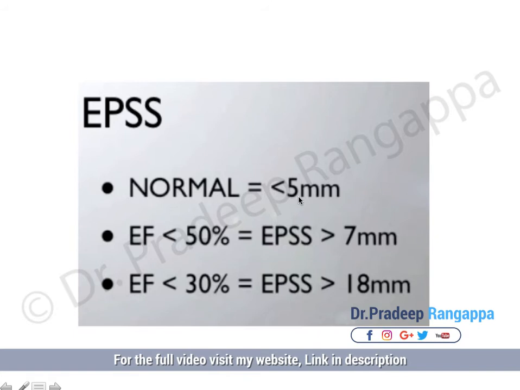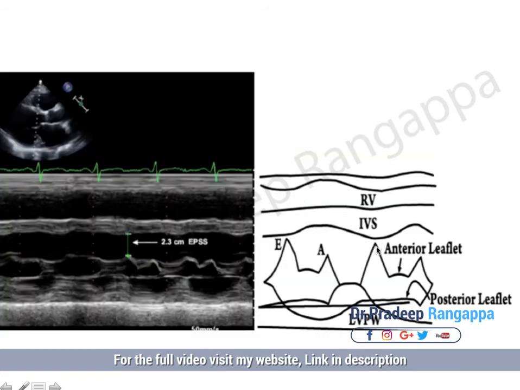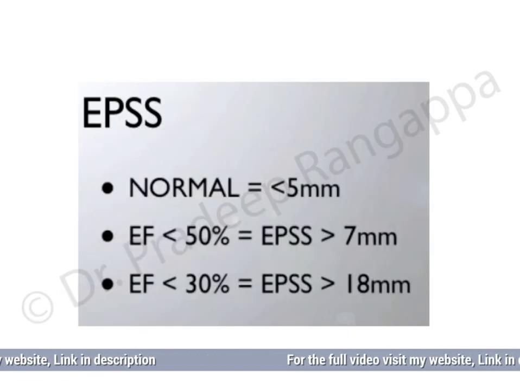So normal. So if your E point septal separation excursion is less than 5 millimeter, then your ejection fraction is more than 50%.